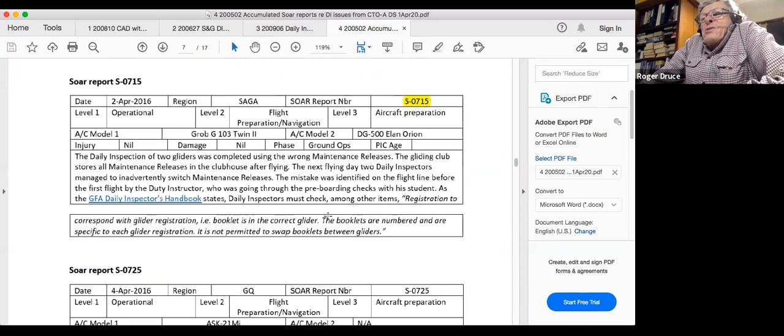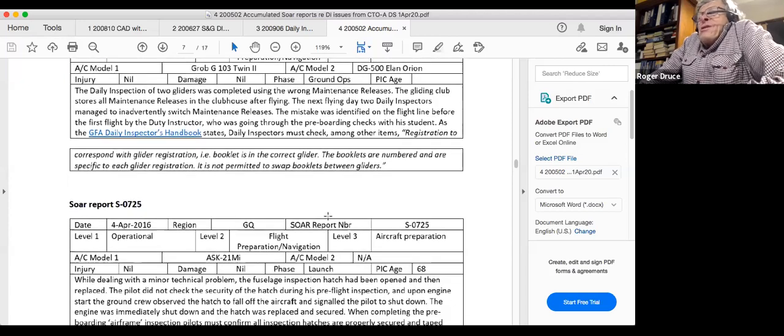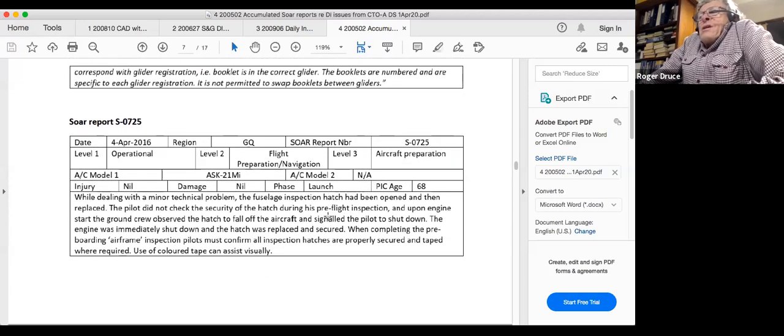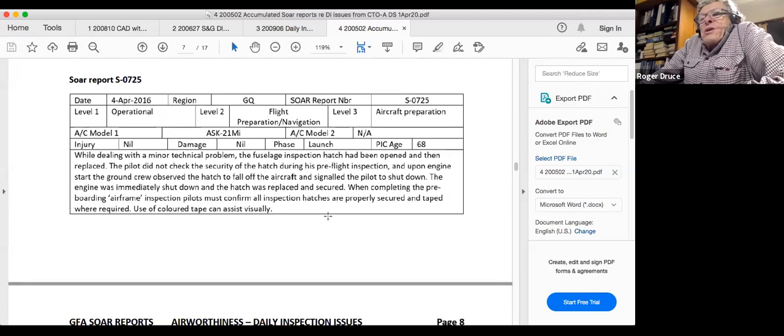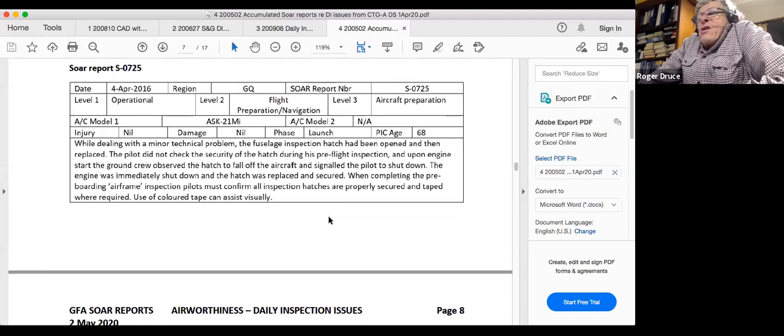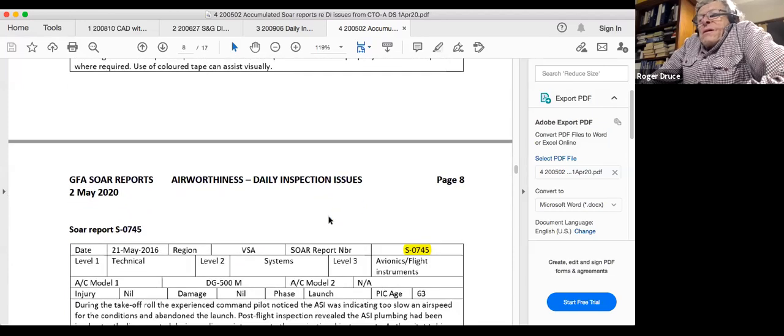Another saga, Grob Twin 2. Daily inspection, 2 gliders used the wrong maintenance release. They swapped them over inadvertently. Gliding Queensland, ASK 21. Fuselage inspection hatch had been opened and replaced, but not checked for security. So, you know, and then you've got an engine start, and you surely don't want to have a hatch coming loose forward of the propeller system.